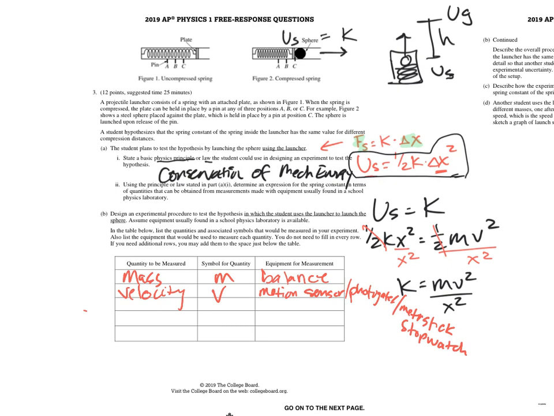Then the last variable I need is displacement. And so, let's say the compression of the spring. And that's going to be delta x. And we just need a meter stick for that. So using this energy method, that's what we need.